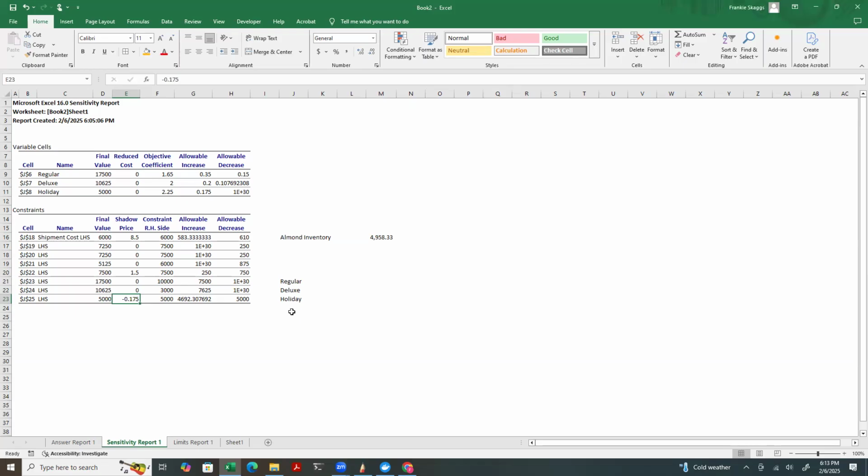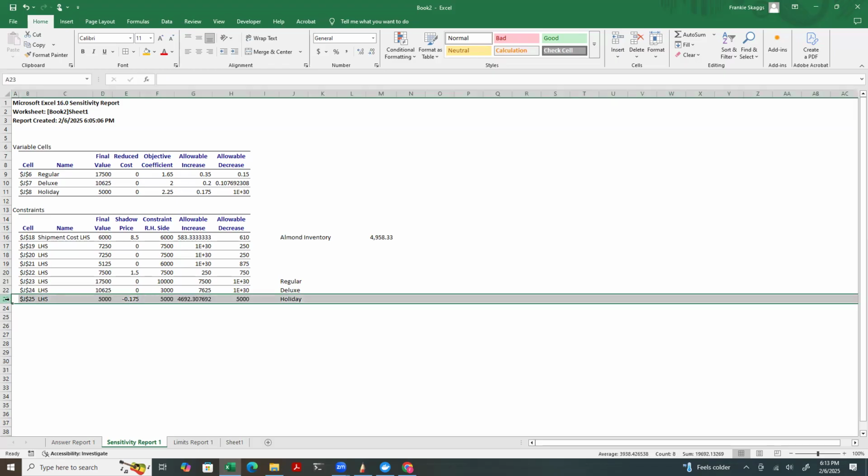Well, that's basically saying if I was to increase the right-hand side constraint from 5,000 to 5,001, I would see a decrease in the overall profit. Conversely, if I decrease the value that I'm going to produce, so instead of making 5,000, I make 4,999, one less, I would see the profit go up by the negative of the dual value, so up by 17.5 cents.